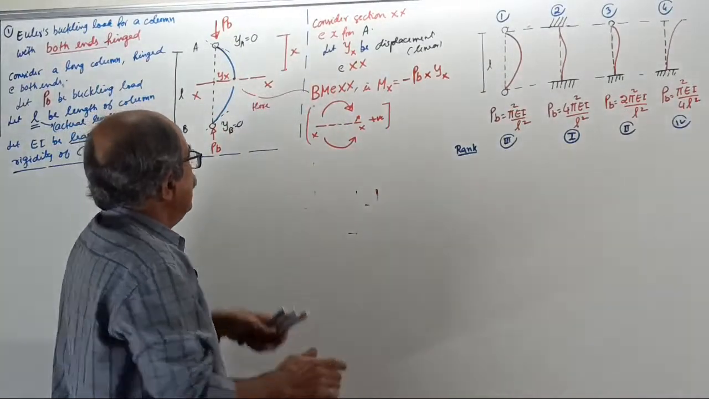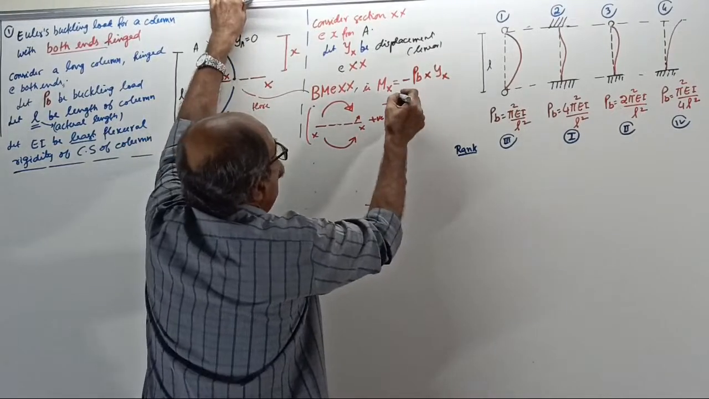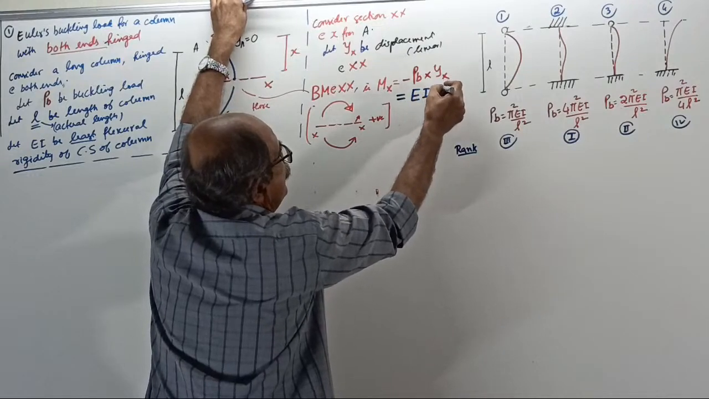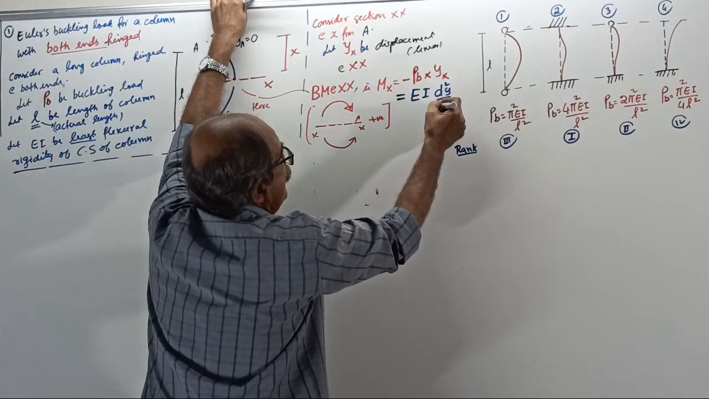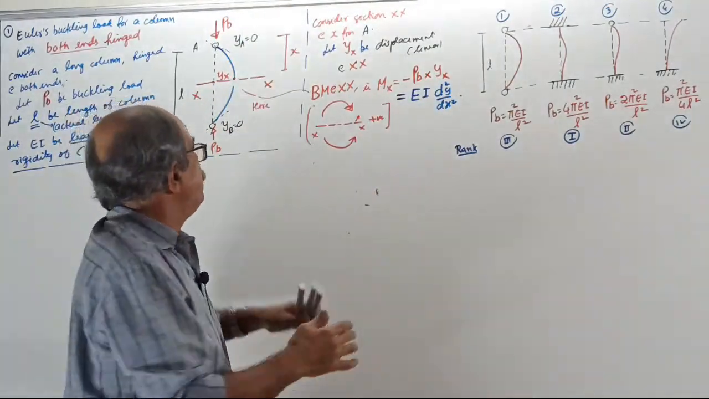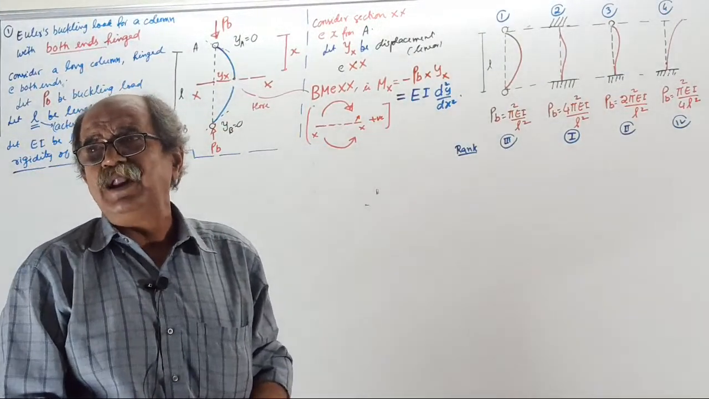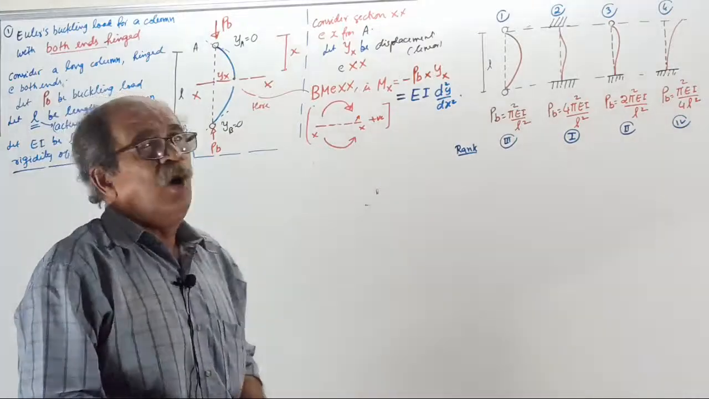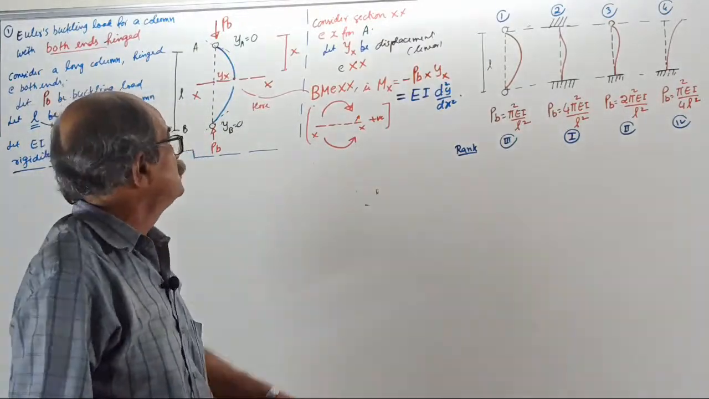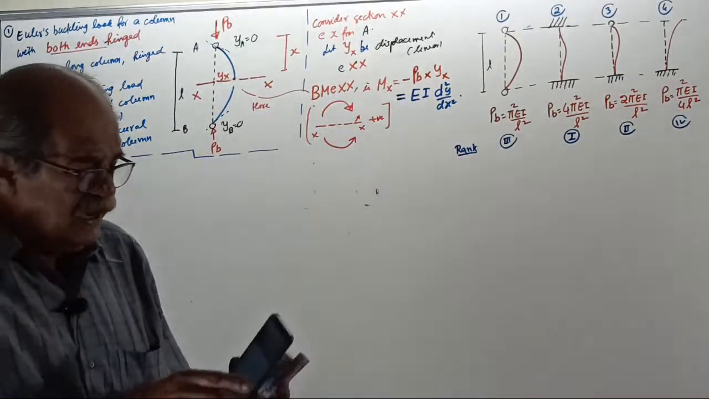Next step, the moment you get bending moment, immediately what do you do? Equate it to EI d square y by dx square. Remember or not? The moment you get bending moment, equate to EI d square y by dx square. We know the basic differential equation: EI d square y by dx square equals Mx. Remember it? That is the basic differential equation.